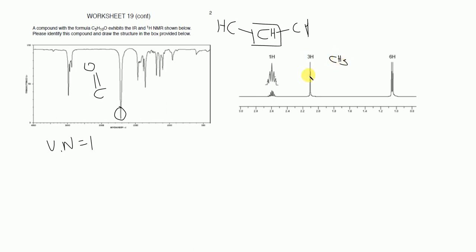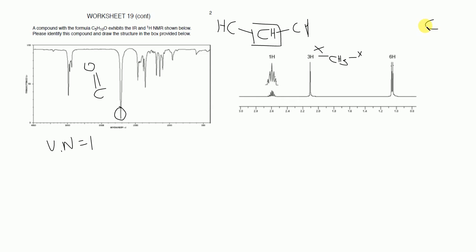All right. Then I have a CH3, right? So integration number 3, and it's by itself. So therefore, it's next to no other environments. And then finally, I have 6H next to 1, 2, so next to a CH. All right.